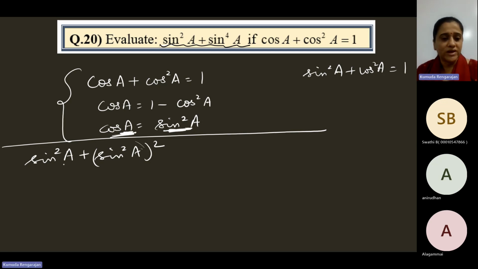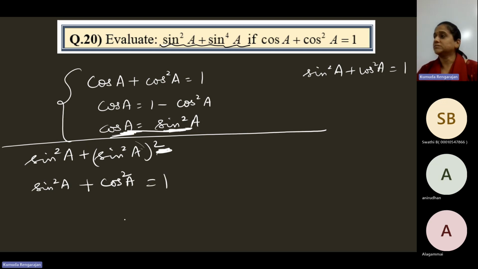We know that sine square A is cos A, but we are not replacing sine square A. We want to go with this plus this one. This sine square A, we replace with cos A. But there's a square here, no? So it becomes cos square A. Correct? And sine square A plus cos square A is 1.